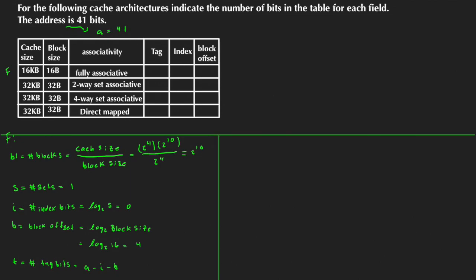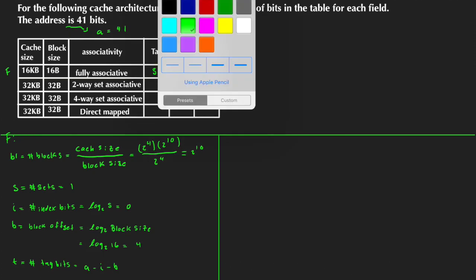Okay. So let's make some space here. Let's fill out the table. So we found our tag to be 37. We found our index to be 0 and our block offset to be 4.